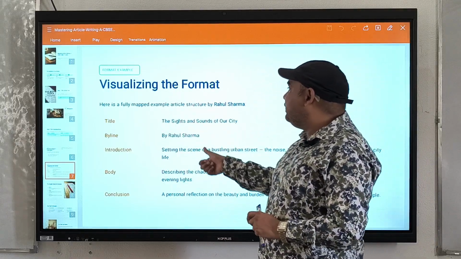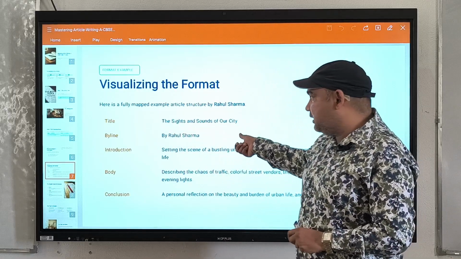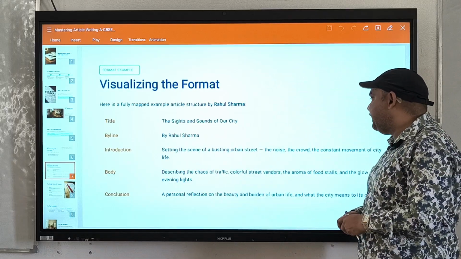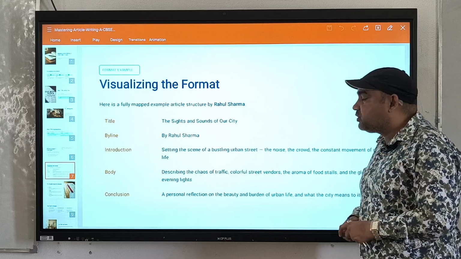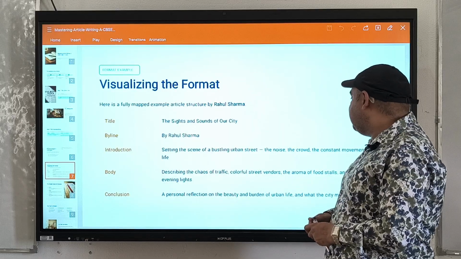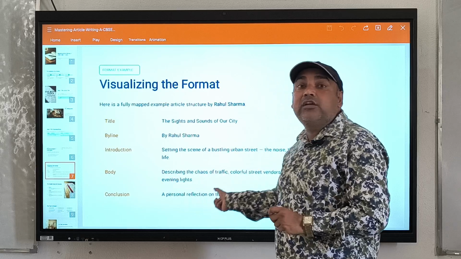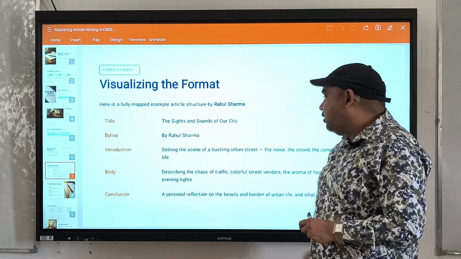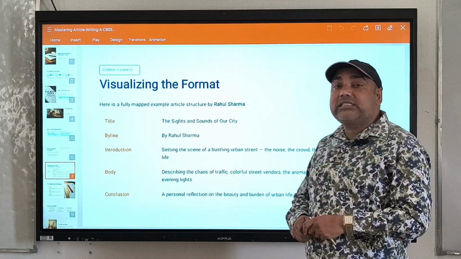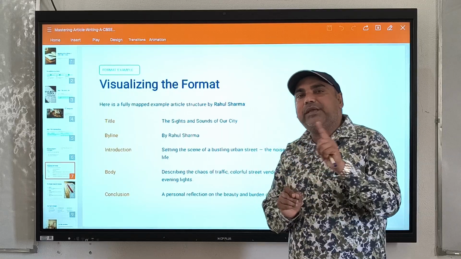Visualizing the format. Here is a fully mapped example article structure. Title: The Sights and Sounds of Our City. Byline: by Rahul Sharma. Introduction: setting the scene of a bustling urban street, the noise, the crowd, the constant movement of city life. Then body: describing the chaos of traffic, colorful street vendors, the aroma of food stalls, and the glow of evenings. So these are the points to be included to frame this article. Conclusion: a personal reflection on the beauty and burden of urban life and what the city means to its people. It means that you have to tell what the significance of city life is for the people living in urbanization.